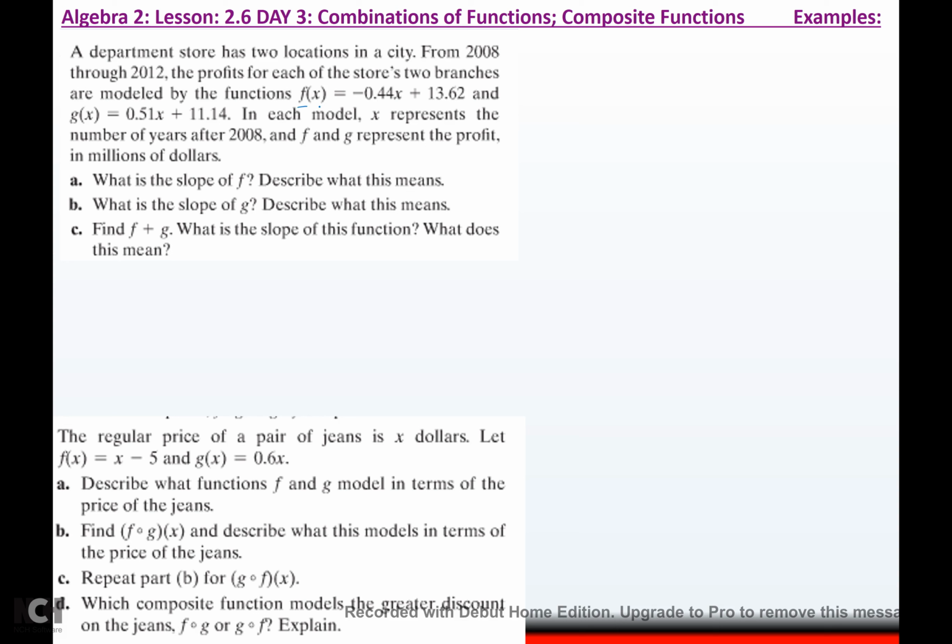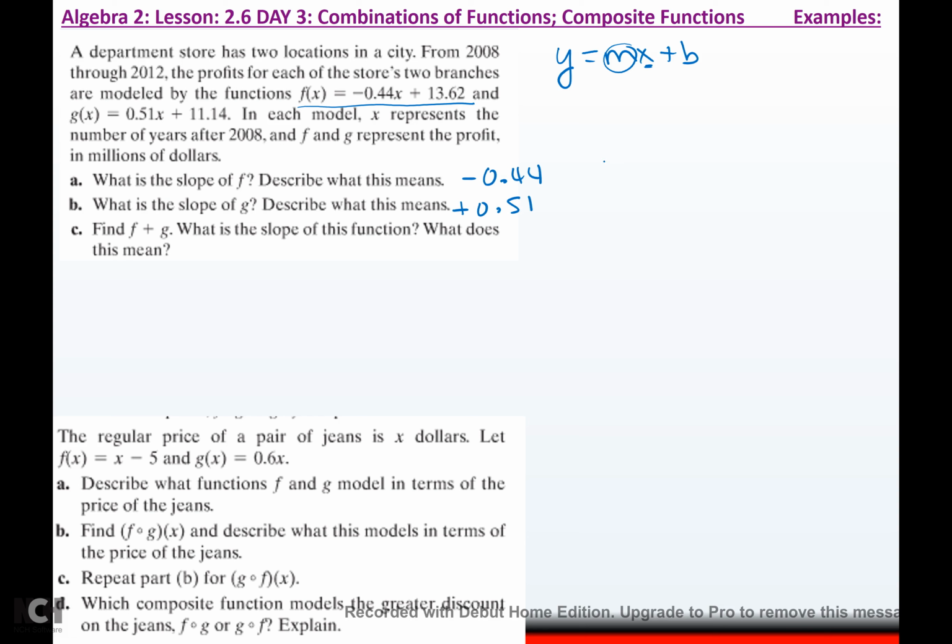If you look at these functions, they're linear. They look like y equals mx plus b. So whatever's touching x is your slope. So the slope of f is negative 0.44. The slope of g is positive 0.51. It says find f plus g, and what is the slope of this function, and what does this mean?